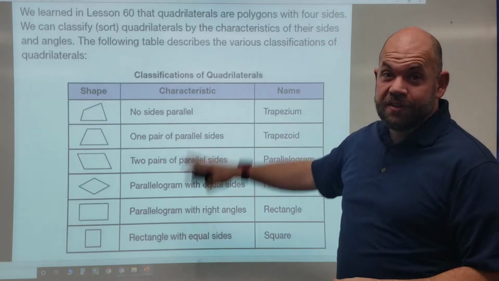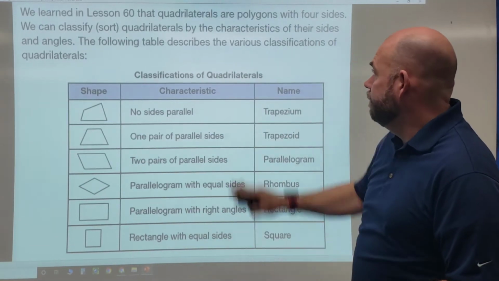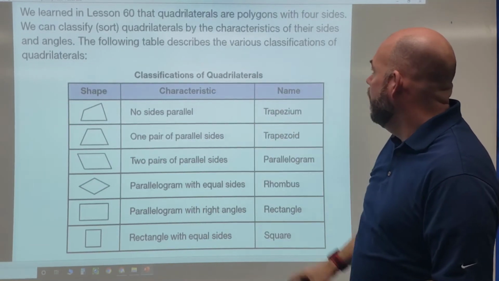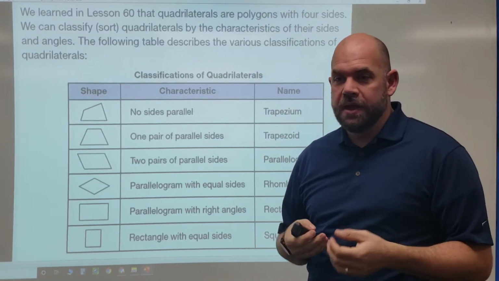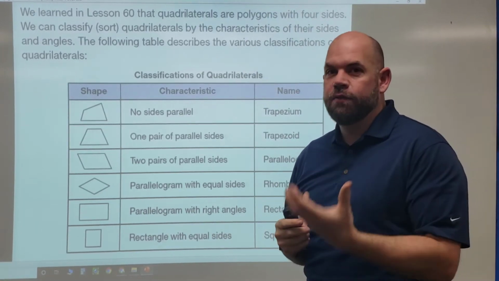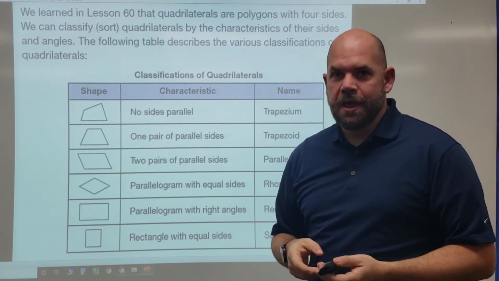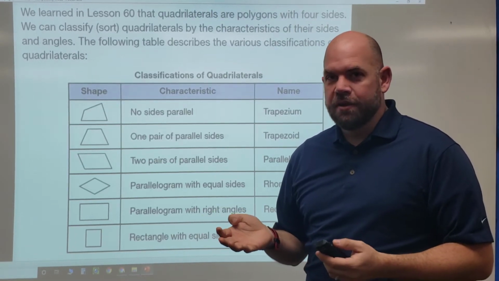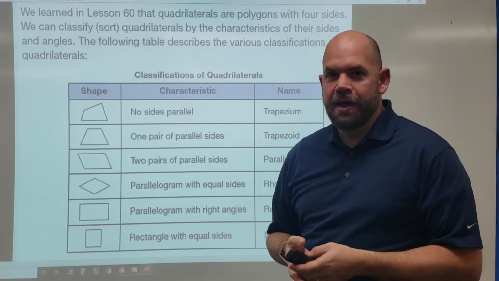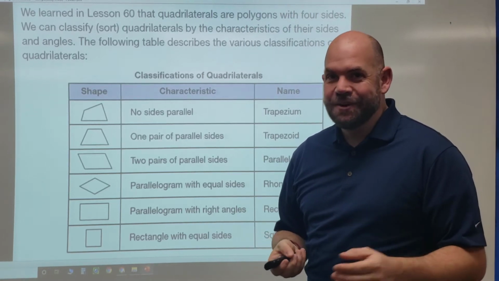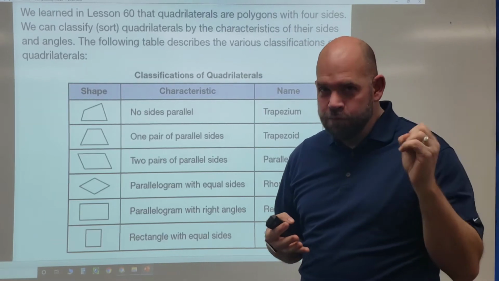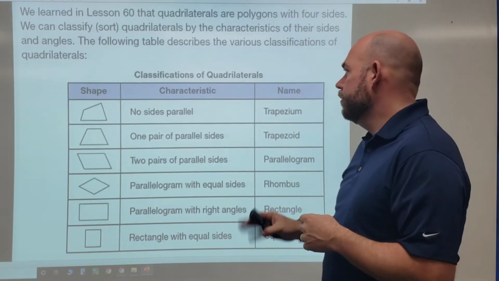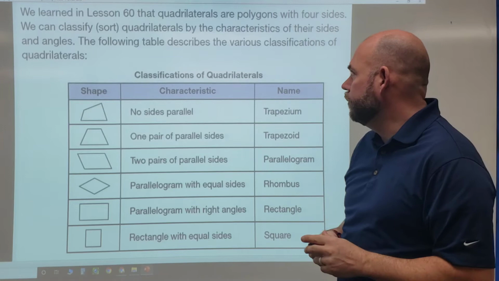So let's look at some of the quadrilaterals we have. Again, we learned in lesson 60, quadrilaterals are polygons with 4 sides. All right, so that's the important thing. If you're thinking quad, that's 4. Some of you will remember that because a quad is what we call a four-wheeler, which is an ATV. So if you're riding on those, like a car has 4 wheels, we'd call it a quad. So that's one way to remember a quadrilateral.